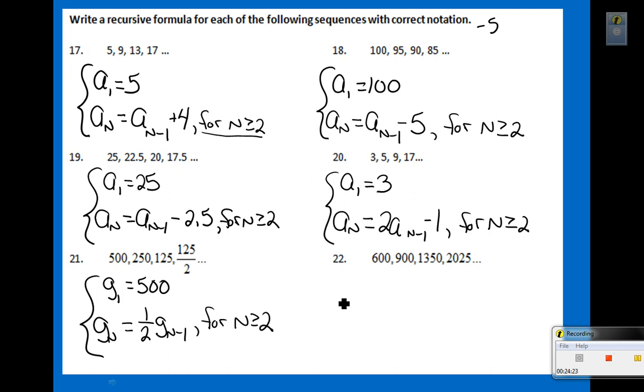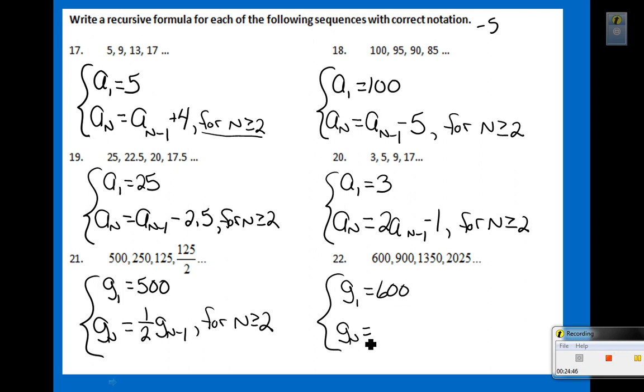And number 22 is kind of a little tricky one. See if we can figure out what's changing there. Plus 300, plus 450, plus, oh boy, that's a mess. I do know this much though. G sub 1 is 600.